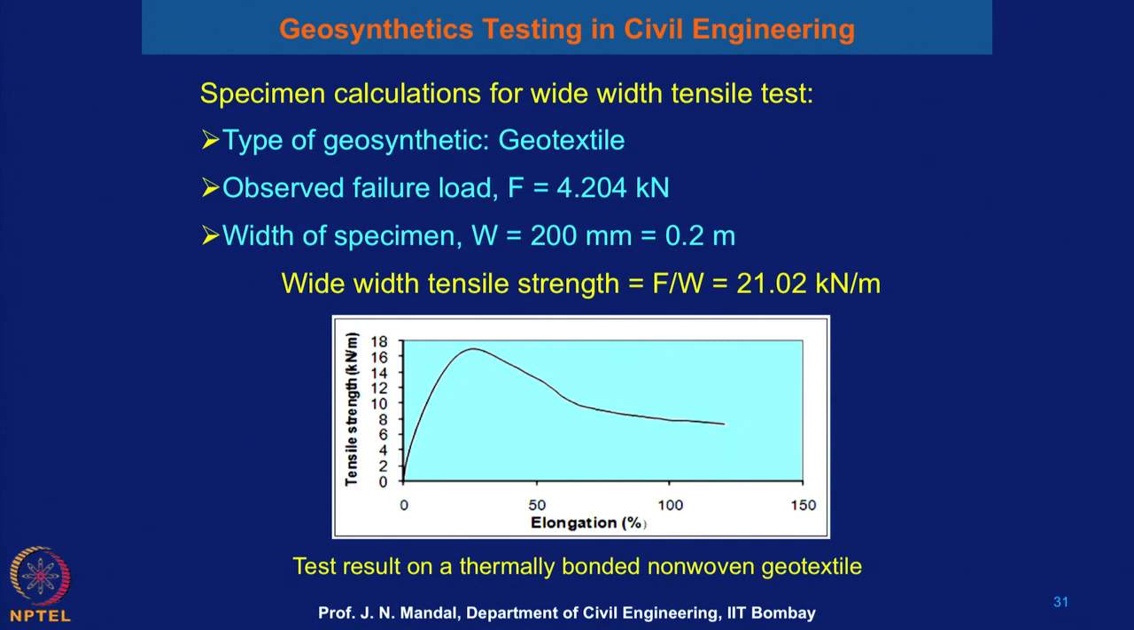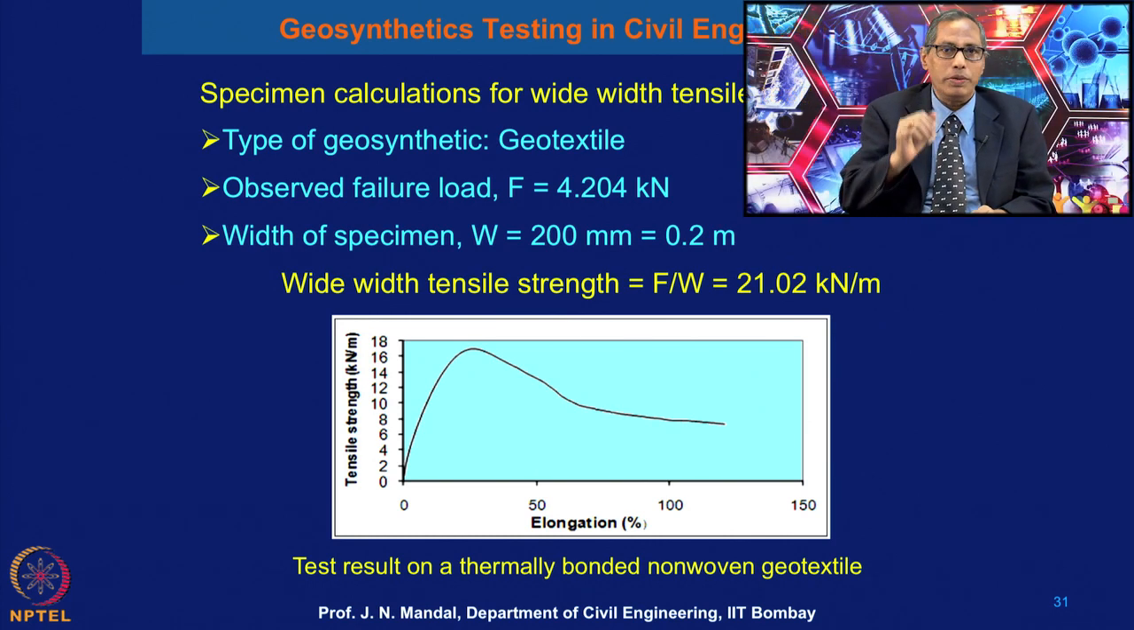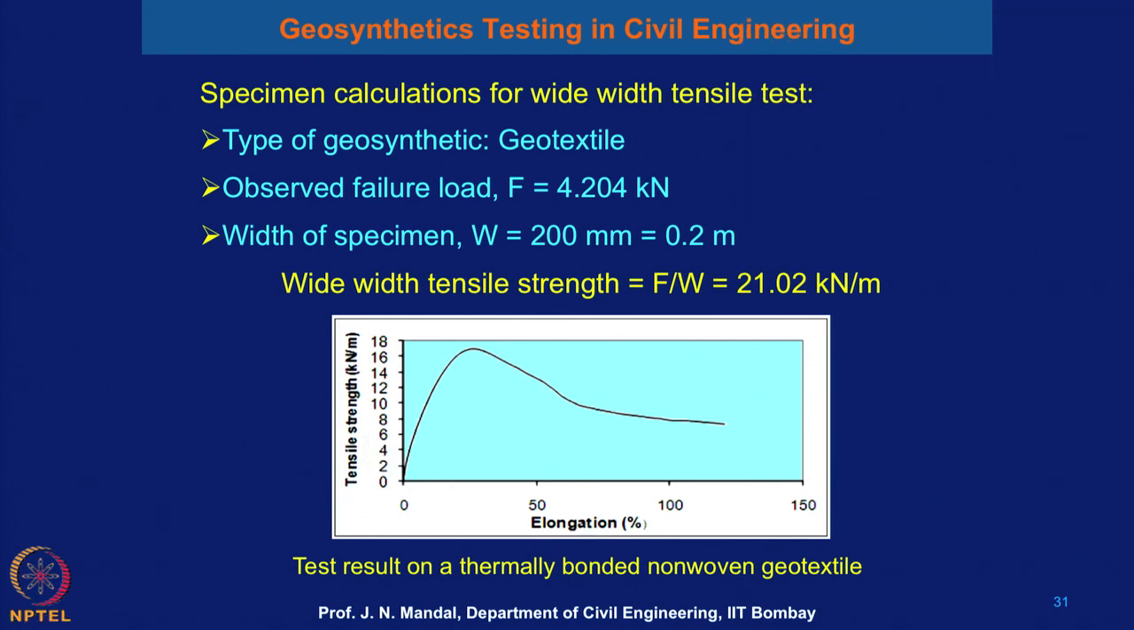So, a specimen calculation for wide width tensile strength. The type of geosynthetic may be geotextile, geogrid, or geomembrane. So, the observed failure load F is 4.20 kilonewton, let us say, and the width of the specimen is 200 millimeter, that means 0.2 meter. So, wide width tensile strength is equal to F by W, which is equal to 21.02 kilonewton per meter. So, you can draw tensile strength versus elongation, and you can measure the tensile strength and the corresponding elongation of the geosynthetic material.